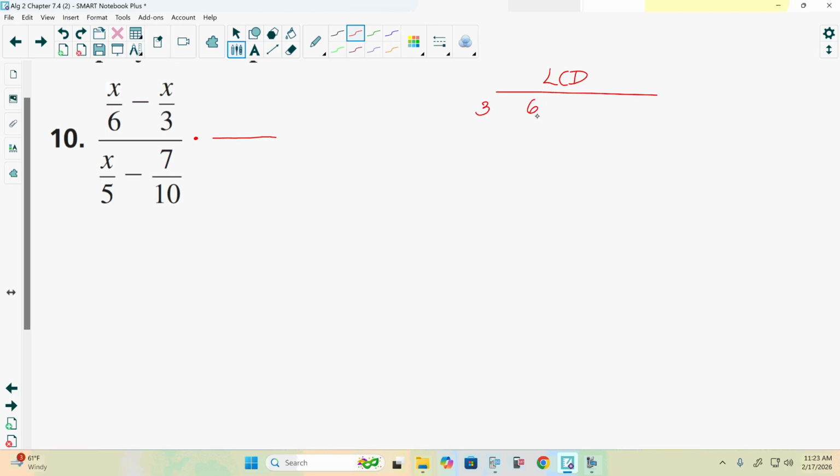Now the 2 denominators we have on top, one of them is 3 and the other is 6. On bottom we have 5 and we have 10. 3 and 5 are prime. There is no way to factor them down. There is no simpler form of it. It's just 3 and 5. 6 factors into 2 and 3. 10 is 2 and 5.